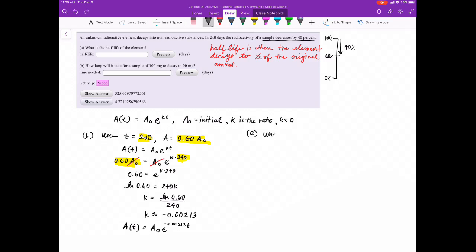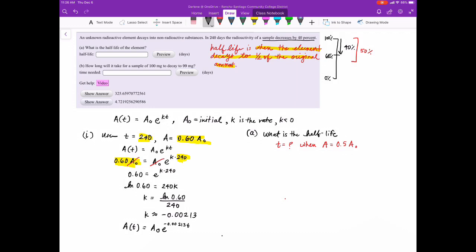what is the half-life. Now, recall that the half-life is when the element decays to half of the original amount, meaning that when your element decays to 50% of its original amount, we want to know t is equal to what when A is equal to 0.5 of the original amount.